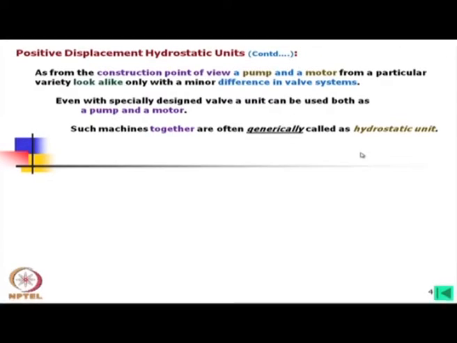Such machines together are often generically called a hydrostatic unit. Many people are not much accustomed to this term. Even among mechanical engineers, if you say this is a hydrostatic unit, they will always ask whether it is a pump or motor. They will never accept that it is a hydrostatic unit. Hydrostatic unit means this can be used as pump and motor, just by changing the valve.